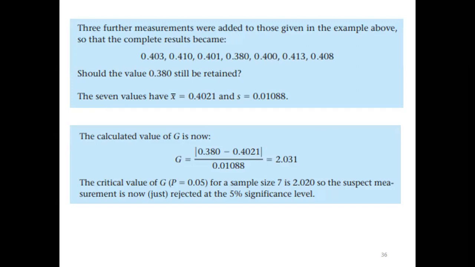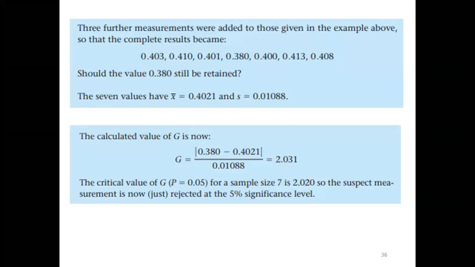So the null hypothesis means we hypothesize at the very beginning that all measurements are from the same population. That means there are no outliers. So here we keep the null hypothesis, and here we cannot keep the null hypothesis because when the sample size is 7, the calculated G value was higher than the critical value. Therefore, we should reject the null hypothesis.